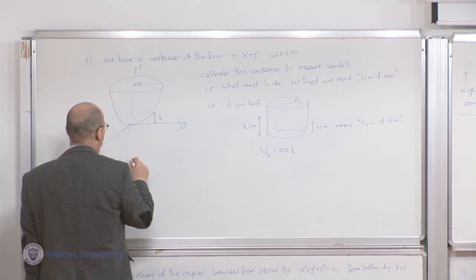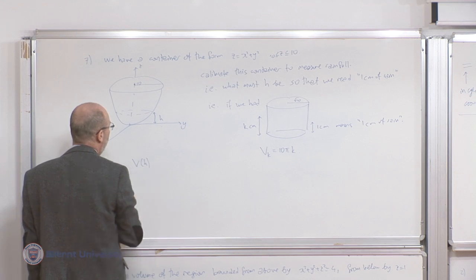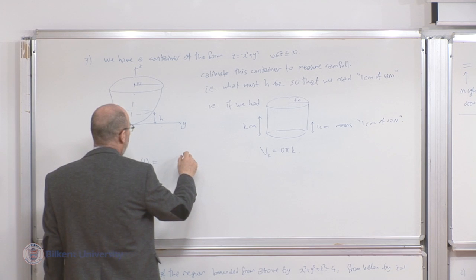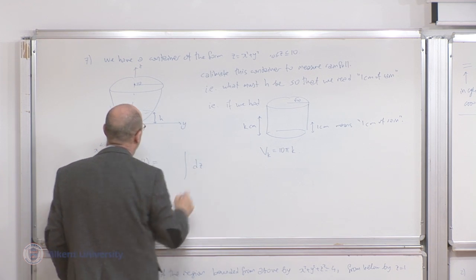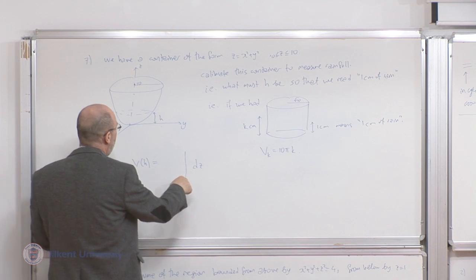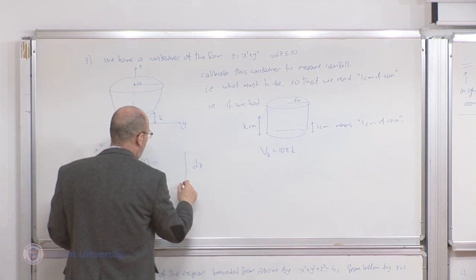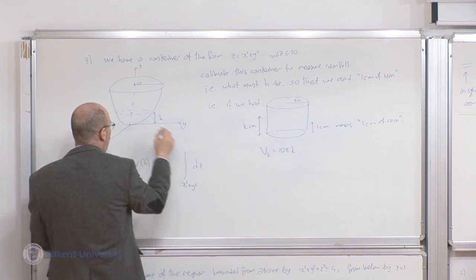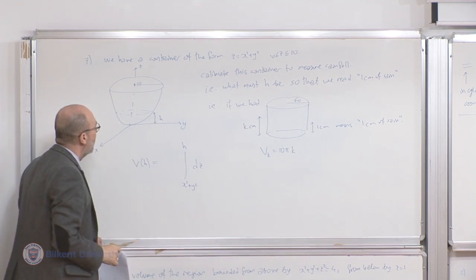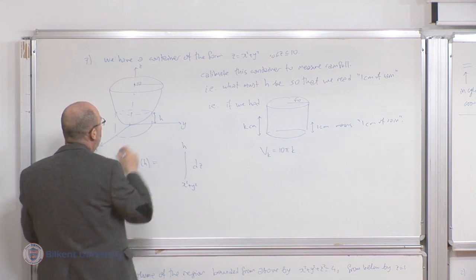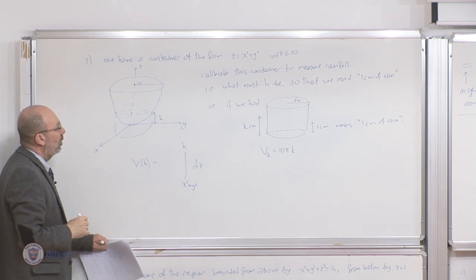Okay, so volume, let's say V_h, is equal to this integral. First I integrate with respect to z. So z starts from x squared plus y squared, and it goes up to h. And the projection of this is a circle here. What's the equation of that circle?